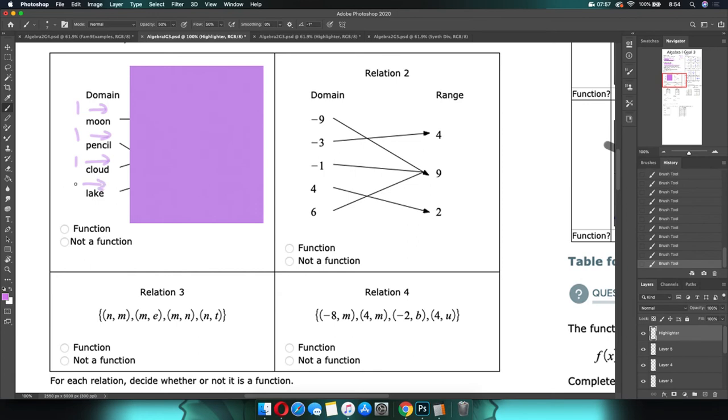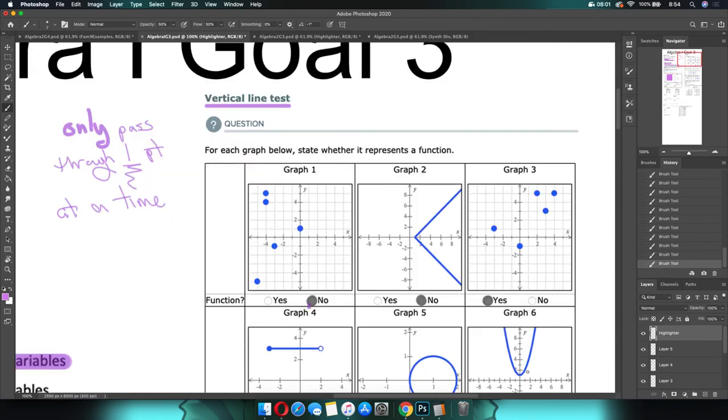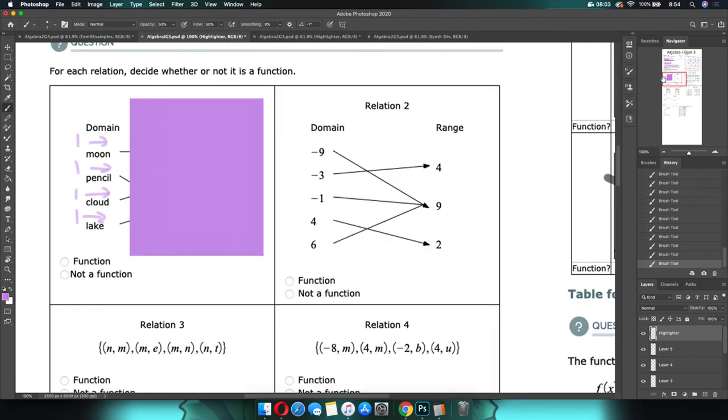Lake only points to one. So, much like up over here, it can only go through at one point. Down here, it's the exact same thing, therefore it's a pass.